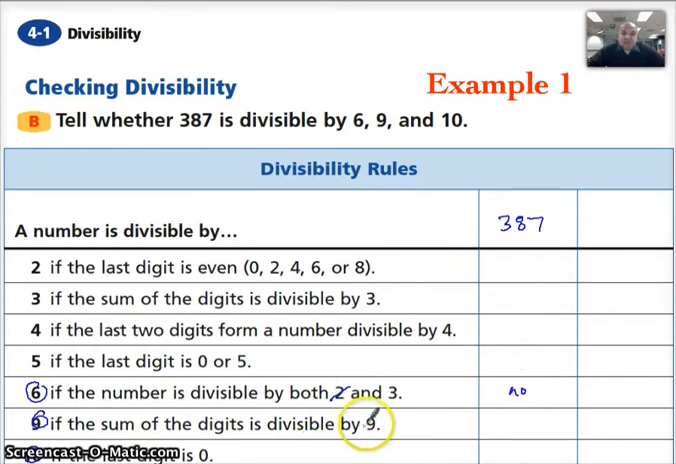If the sum of the digits is divisible by 9, then of course 9 is a factor. Let's add 3 plus 8, which is 11, plus 7, which is 18. Is 18 divisible by 9? Well, yes it is. Therefore, 387 is divisible by 9. Finally, if the last digit is 0, it's divisible by 10. Well, you can plainly see 387 does not end in a 0, so it's not divisible by 10.